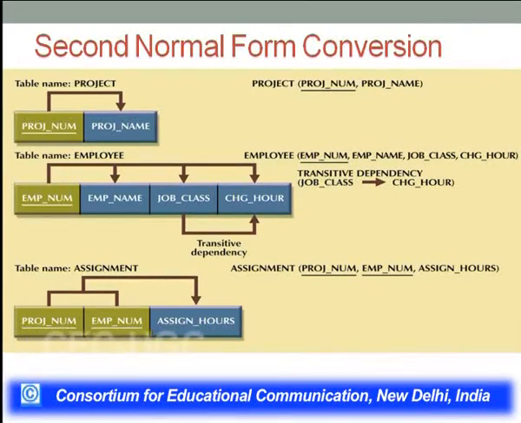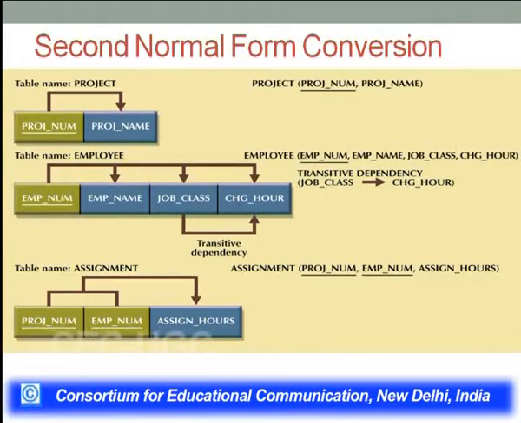We have three tables from the first table. The first table is known as the project table, where project number determines project name. Then we have employee number, which determines employee name, job class and charge per hour. In this table we still see a transitive dependency, that is job class and charge per hour. This dependency will be removed further on.